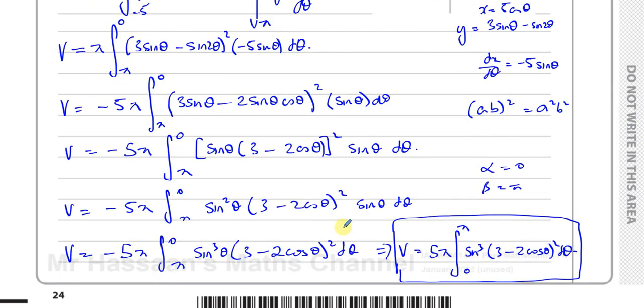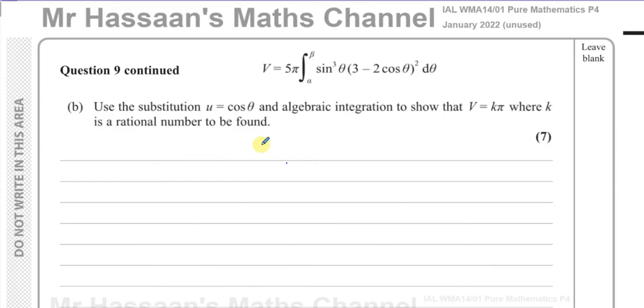And now we're going to go on to part B. So this was 0 and this was pi. Now we have to use the substitution u equals cosine theta to show that V equals k pi, where k is a rational number to be found. So now we've got to integrate this with those limits and give the answer in terms of something times pi, where k is a rational number, meaning a fraction. Well, it could be an integer as well, but no problem. I think it means it's going to be a fraction.